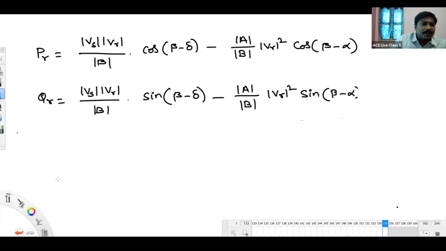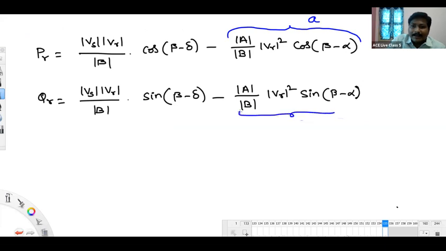Observe what I am saying here. This term, mod A by mod B, mod VR square, cos of beta minus alpha, we will assume as some constant A. This we will assume as a constant B. This is constant A and this is constant B. Constant A you take to the other side, and constant B also you take to the other side.